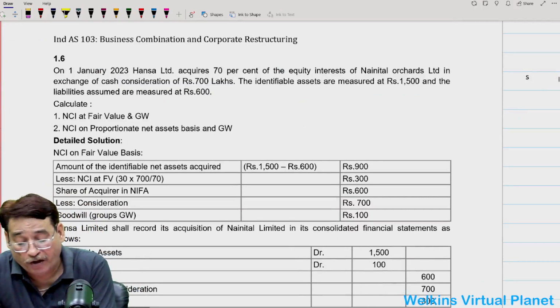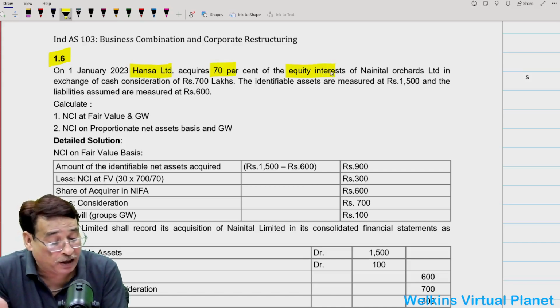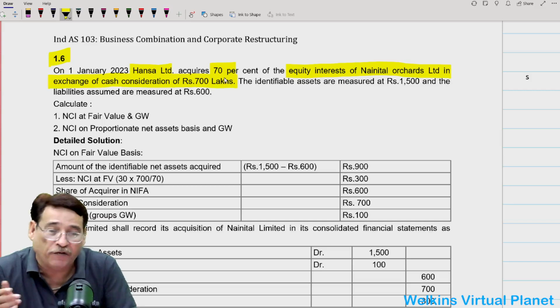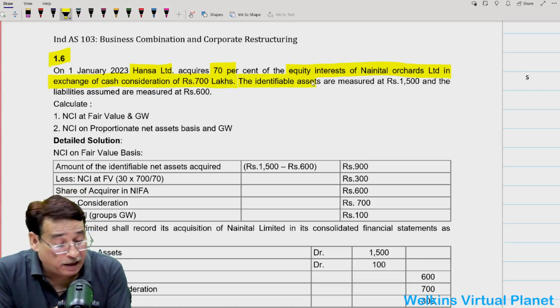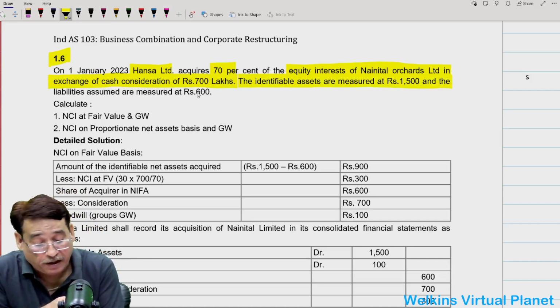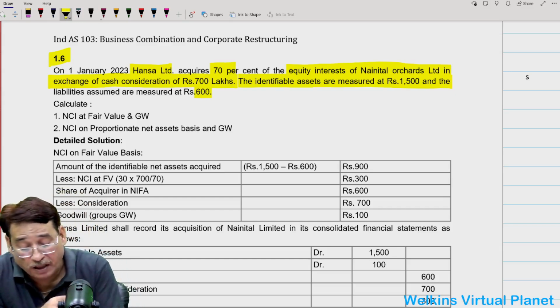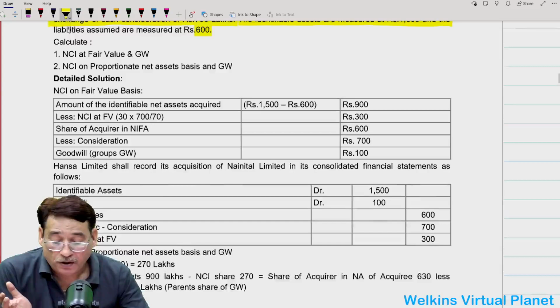Correct? 1.5 you can manage by yourself. It is simple. And 1.6 now I am picking up. 1.6 says, on 1st of January 2023, Hansa Limited acquired 70% of the equity interest of Nainital Orchards Limited in exchange of cash consideration of 700 lakhs. 700 lakhs we paid. The identifiable net assets are measured at 1,500 and liabilities are measured at 600. Now my question to you is very simple. It is almost similar to the last question, and here I need not do much more.